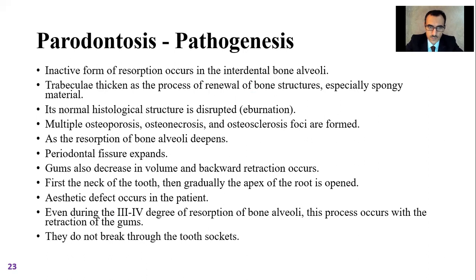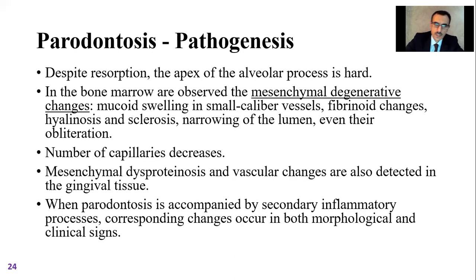As the resorption of bone alveoli deepens and the periodontal fissure expands, gums also decrease in volume and backward retraction occurs. First the neck of the tooth, then gradually the apex of the root is opened. Aesthetic defect occurs in the patients. Even during the third, fourth degree of resorption of the bone alveoli, this process occurs with the retraction of the gums. They do not break through the tooth socket. Despite resorption, the apex of the alveolar process is hard.